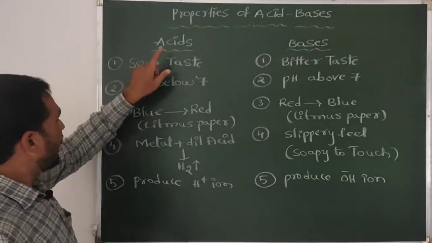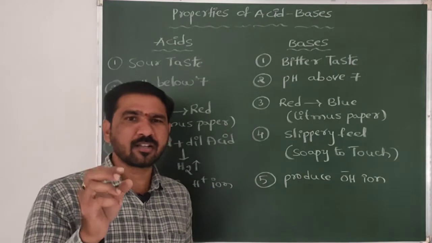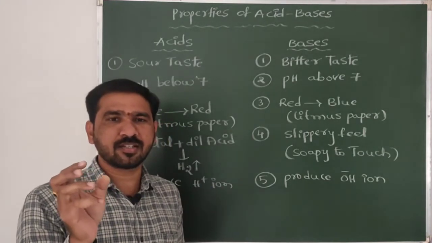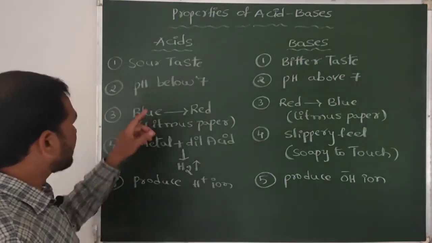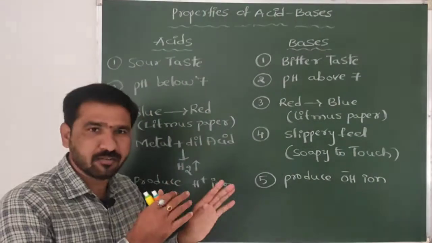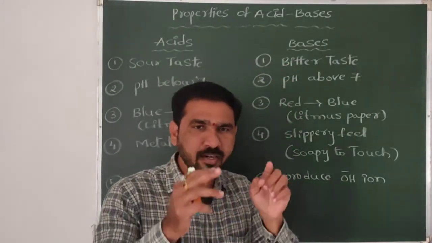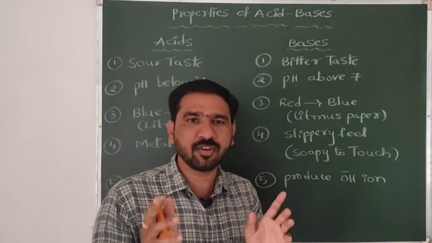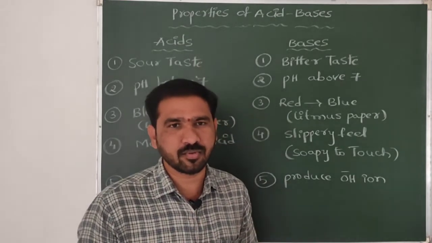Then coming to acids, pH, the negative logarithm of hydrogen ion concentration, is called pH. Acids have pH below 7, bases have pH above 7. At the central point, 7, what do we have? Neutral compounds. Later we will discuss the neutral compounds, right?